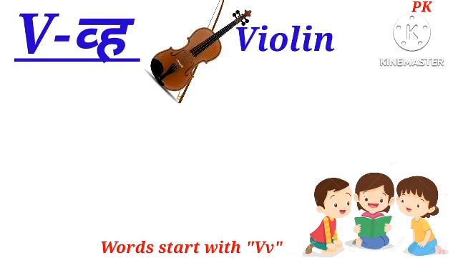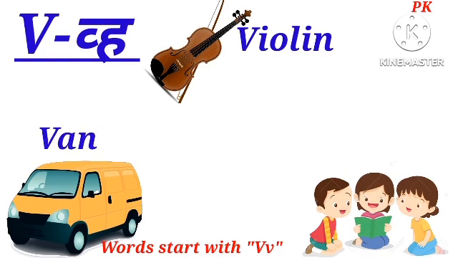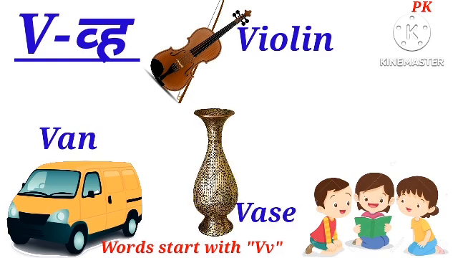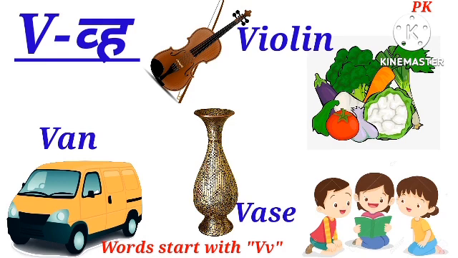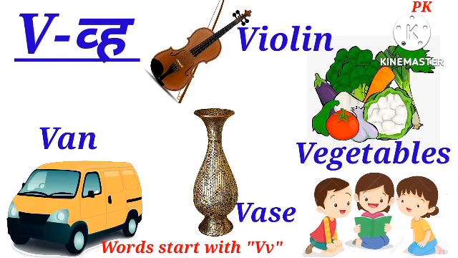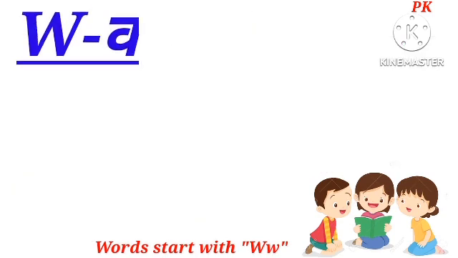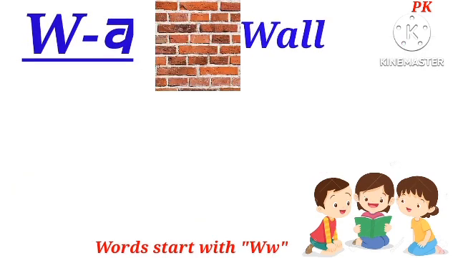V sounds V. Violin. Van. V says vase, and vegetables. So here, what is the starting letter? V, and it sounds V. So V says V.